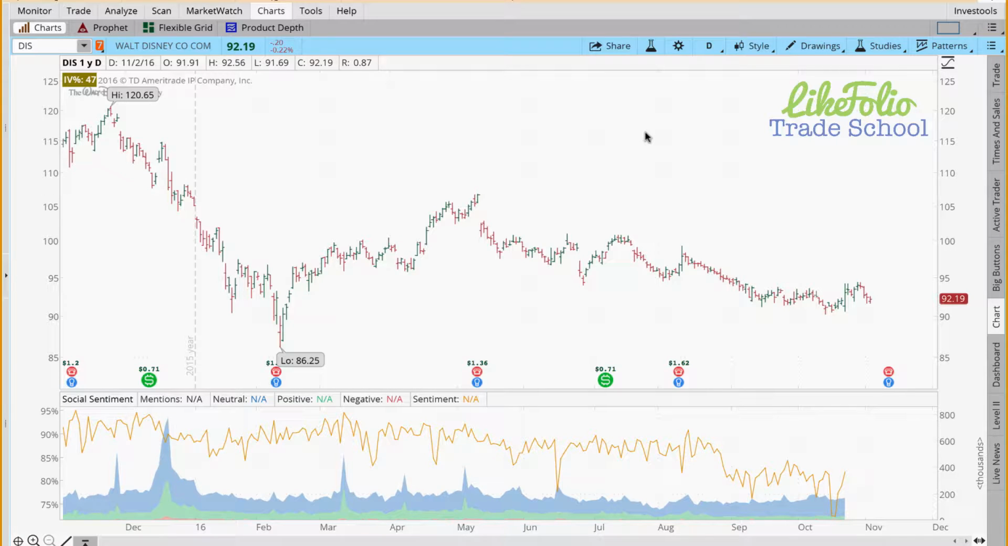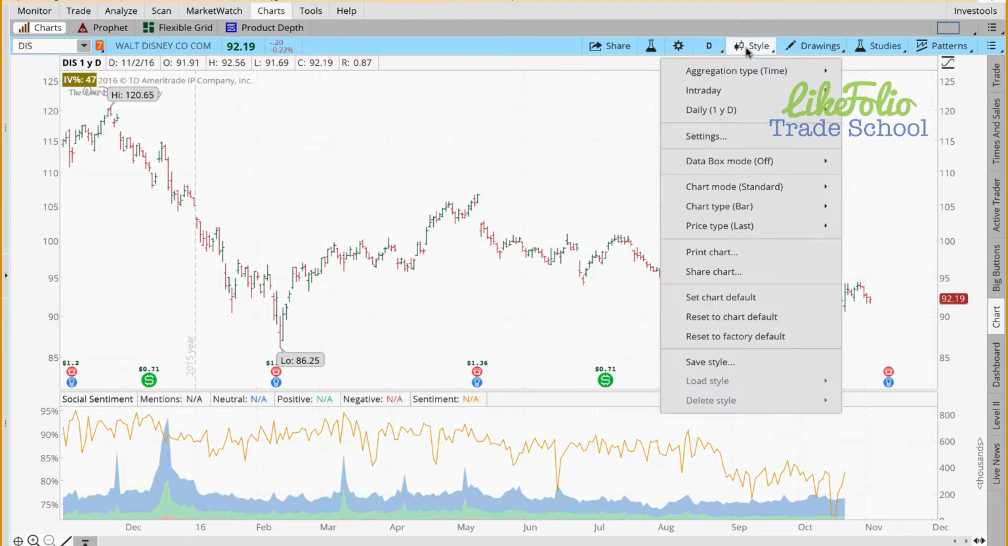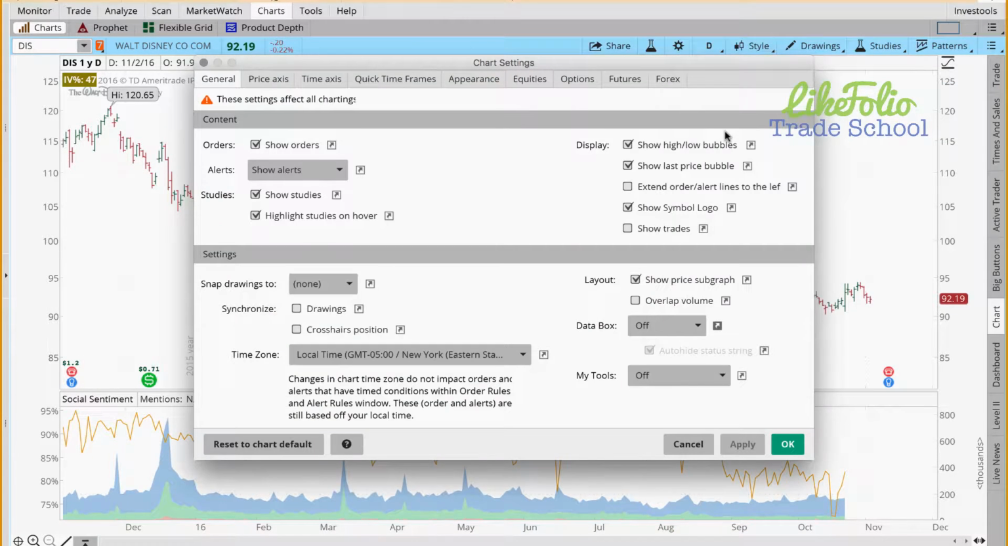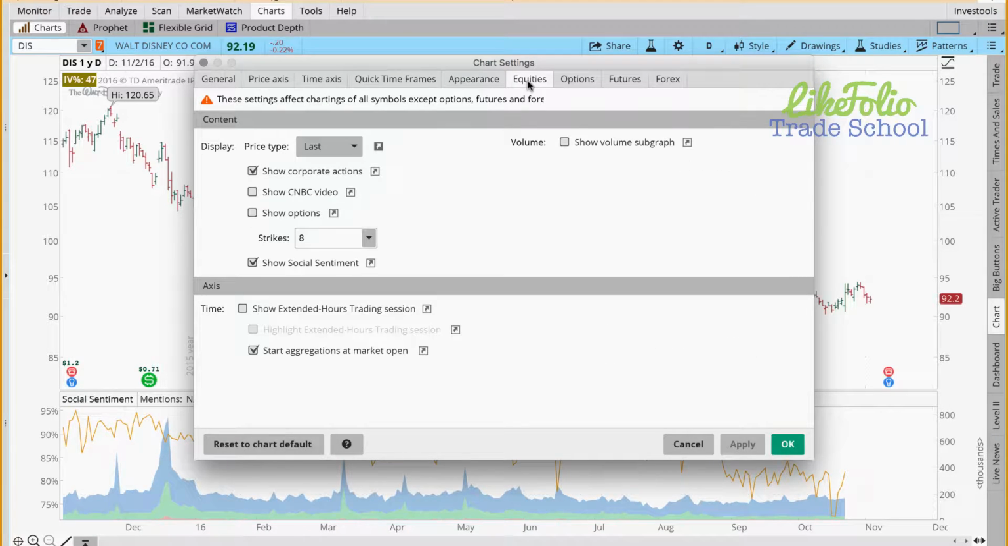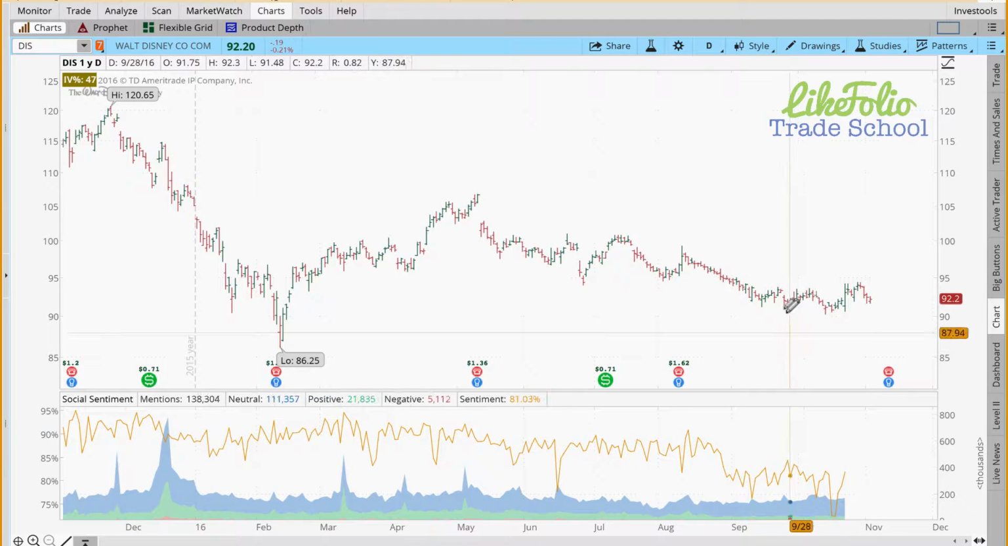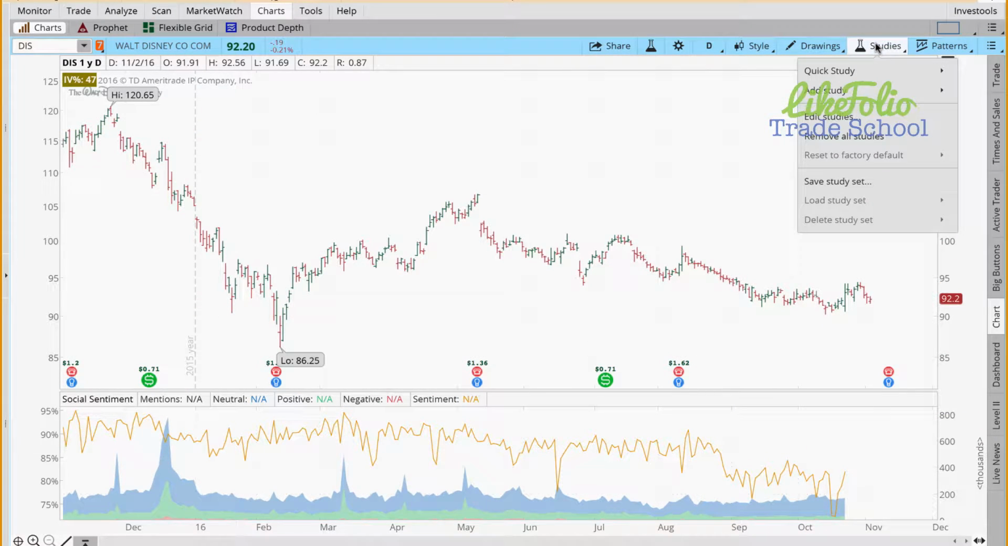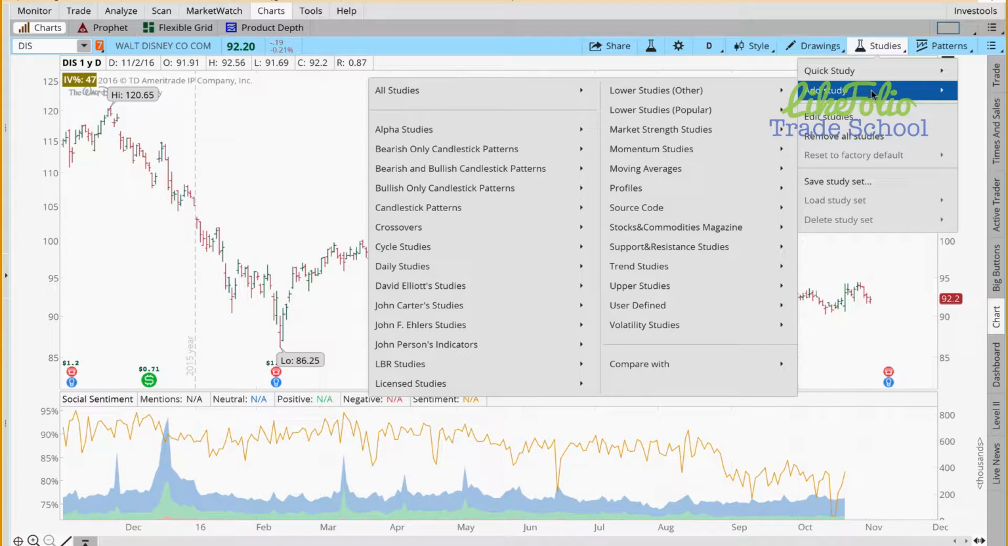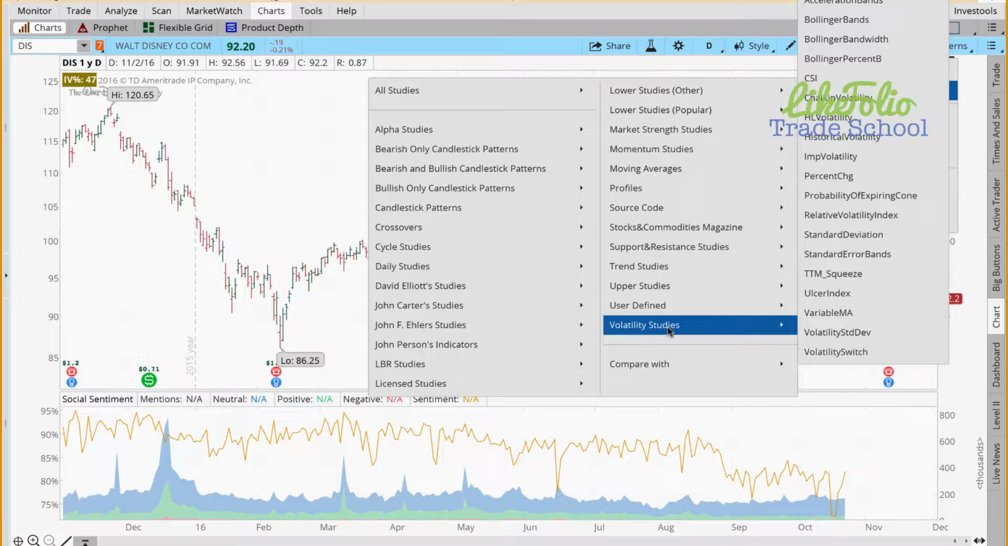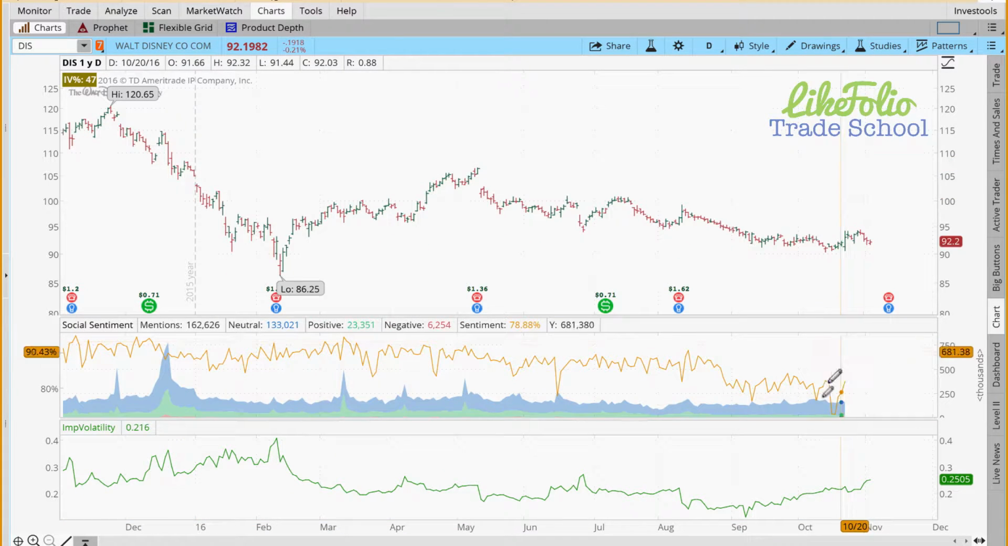Covered calls. But before we do that, we have to make sure you have social sentiment on your graph. Let's go to Style, then Settings, make sure in the Equities tab that Show Social Sentiment is checked, then hit Apply, OK. We also want to add Studies: Add Study, Volatility Studies, and then go up to Imp Volatility, which is implied volatility. We want to factor this into the equation in this particular video as well.